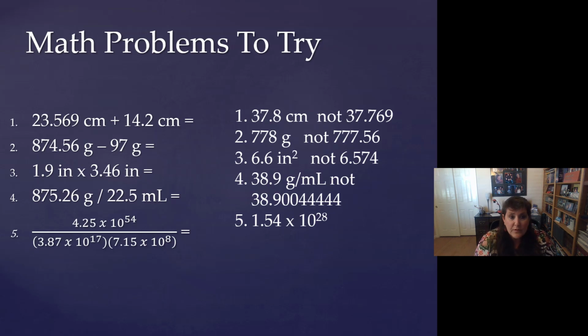And number 5, we've got a scientific notation problem. We've got 4.25 times 10 to the 54th over 3.87 times 10 to the 17th, also over 7.15 times 10 to the 8th. So you need to figure out how to do this in your calculator. You need to get a calculator and practice this problem, because we're going to have very similar problems to this. The answer is 1.54 times 10 to the 28th. So again, if you're not getting that on your calculator, contact your instructor. You can maybe set up a Zoom meeting or attend a Zoom session with them to work on your calculator.